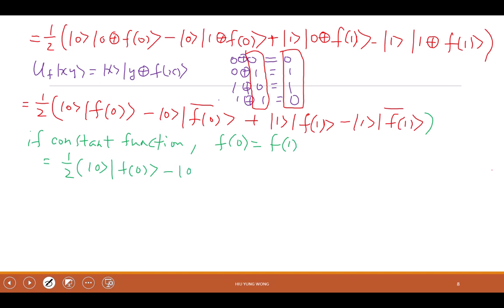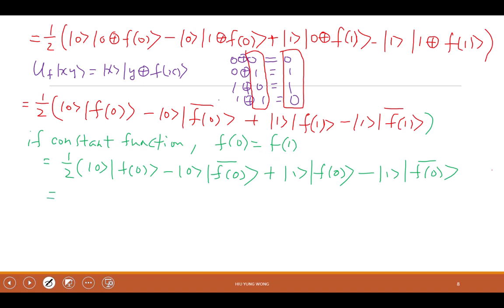minus 0. Right. F 0 bar, of course, not equal to f of 0, so I keep it. But then, what is f of 1? If f of 1 equal to f 0, I can write this as f of 0, right? Because it's constant. F 0 equal to f of 1. And similarly, f of 1 bar equals to f of 0 bar. Just because f of 1 equal to f of 0. Because it's a constant function.